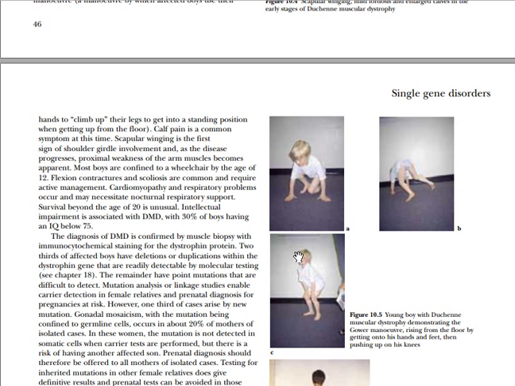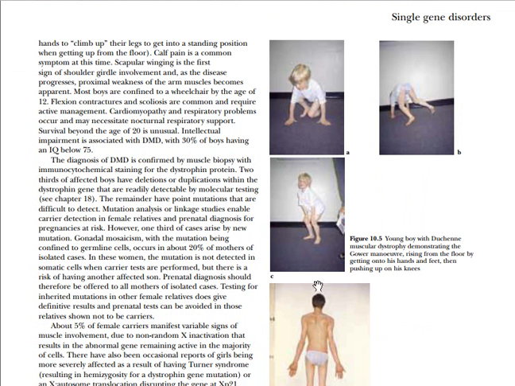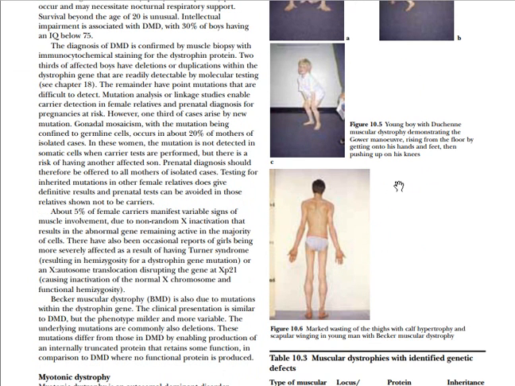Is it clear? So this is the Gower test, and that is how it's demonstrated. This is because the lower limb is very weak, so they use the hands to compensate for that weakness. Now the next one is we also have this difference. So you have marked wasting of the thigh, and you have calf hypertrophy. Is it clear? The quadriceps muscles here are not functioning well, but the calf at least is functioning. So calf hypertrophy. We have also scapular winging.